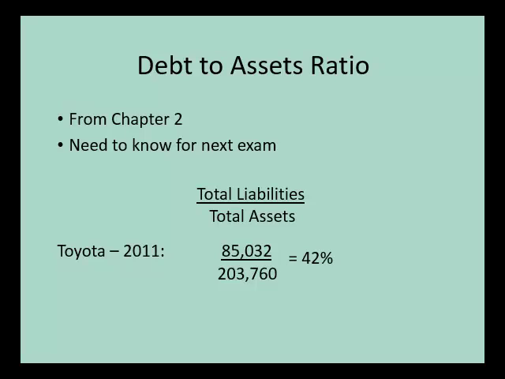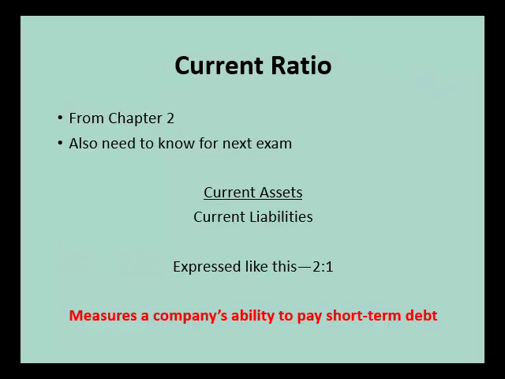Now Chapter 10 also talks about a couple of ratios from earlier chapters, from Chapter 2, and you'll want to know these ratios for the next exam as well. The first is the debt to assets ratio, and this one's easy because you just take total debt, your total liabilities, and divide by your total assets. So the name of the ratio tells you how to calculate it.